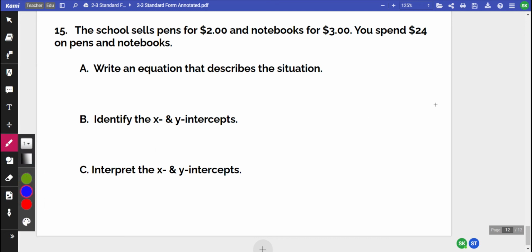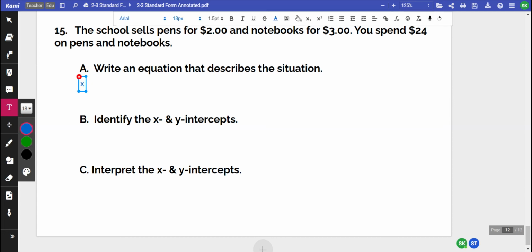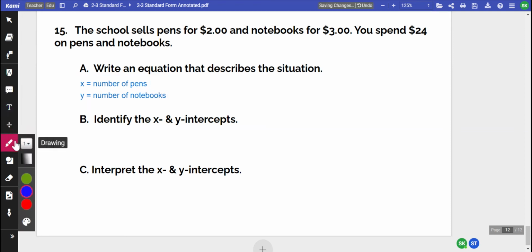All right, here is the review. For the equation that represents this situation, first I'm going to define my variables. I'm going to say x equals the number of pens, and I'll say that y represents the number of notebooks. That means my equation will be 2x plus 3y equals the total amount, 24.